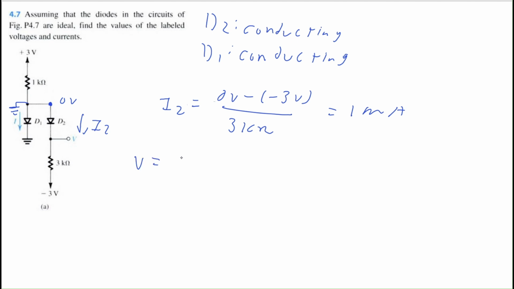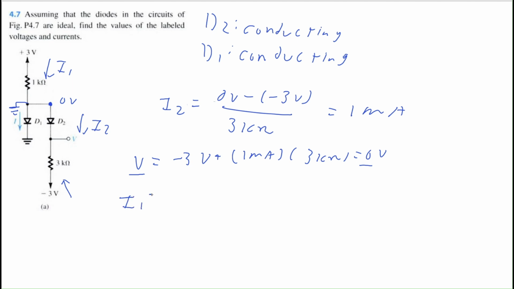Therefore, V is equal to negative 3 volts going from here and up, plus V equals I multiplied by R, current multiplied by resistance. So that would be 1 milliamp multiplied by 3 kilo ohms, which is equal to 0 volts. So that would be our value for V. Now, I don't know the current going across this diode specifically, but I can solve for the current across this wire, right? Let's call this I1.